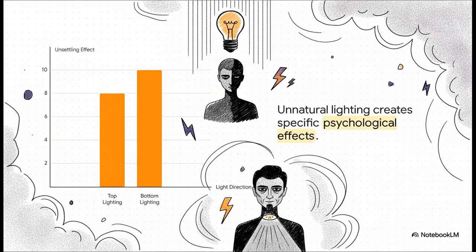We can also use light to deliberately make an audience feel a little uneasy. See, our brains are just wired to expect light to come from above, like the sun. So when light comes from a weird direction, it feels wrong. Light from directly above can feel oppressive, like an interrogation. And light from below, that's the classic campfire ghost story trick that instantly makes things feel sinister.